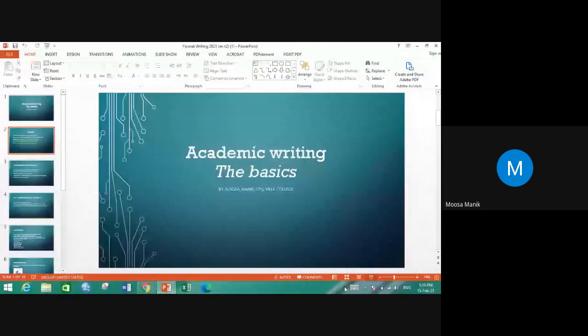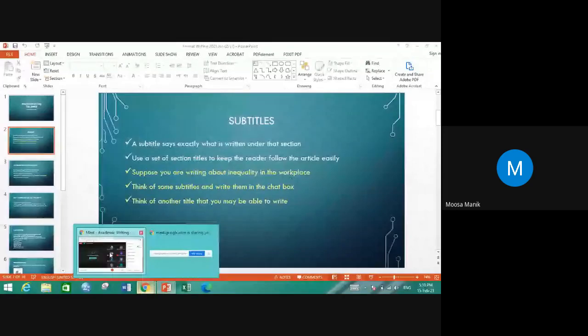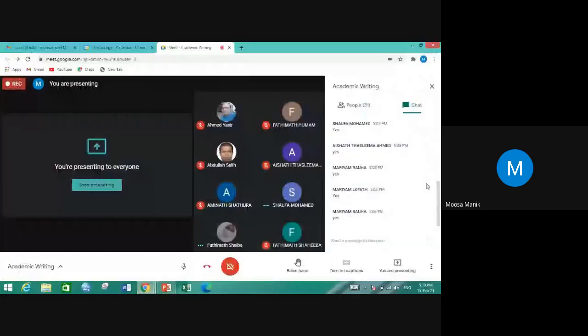Okay, so could somebody start the ball rolling? Inequalities impacts, yes, of course. What are the impacts? What can we think of when we talk about the impacts? Can somebody write something there? Shahiba, that's very good, I think. Motivation, yeah, why not? Right.